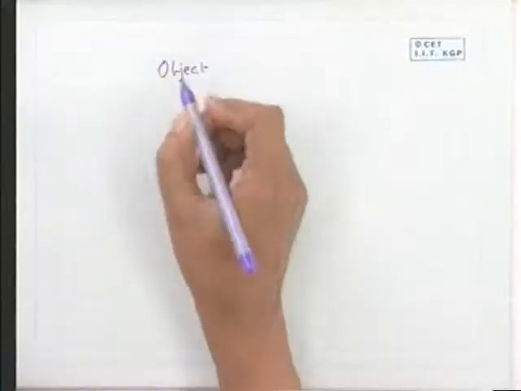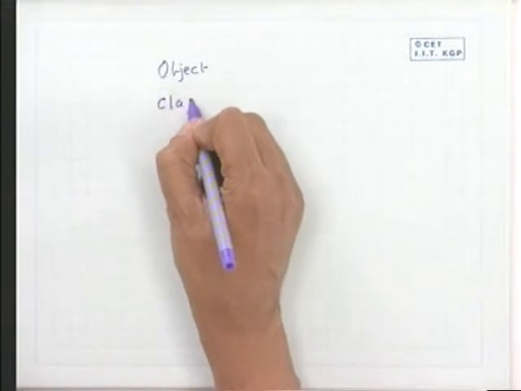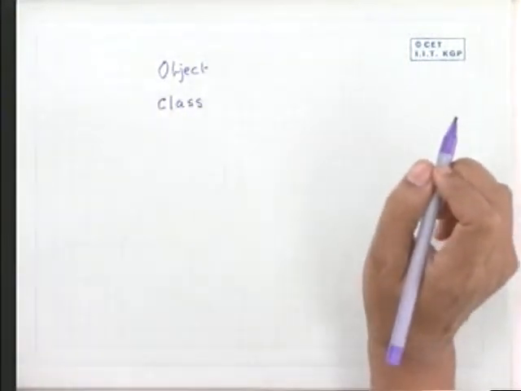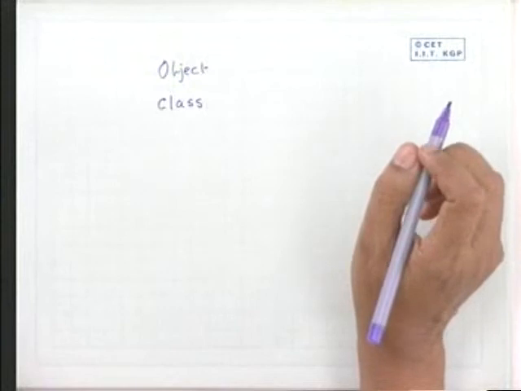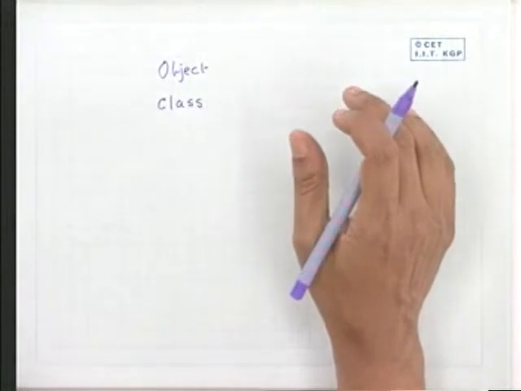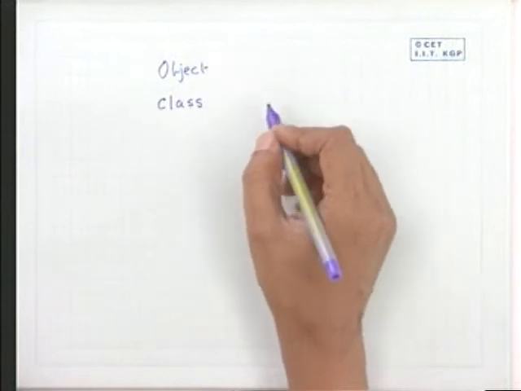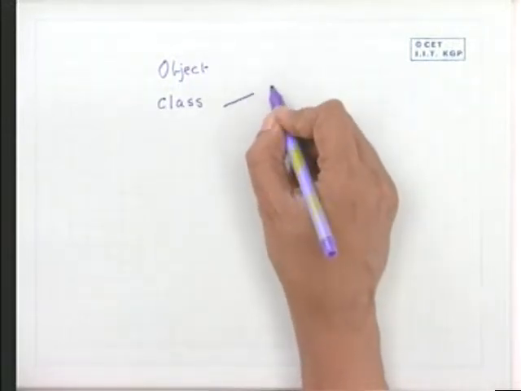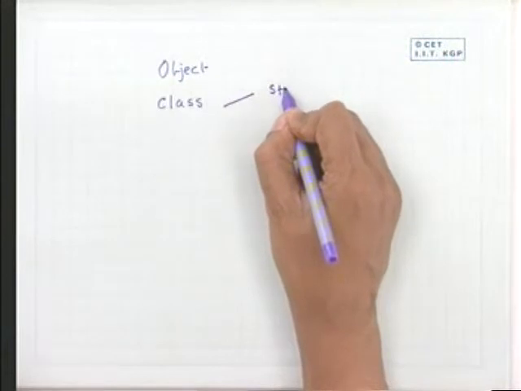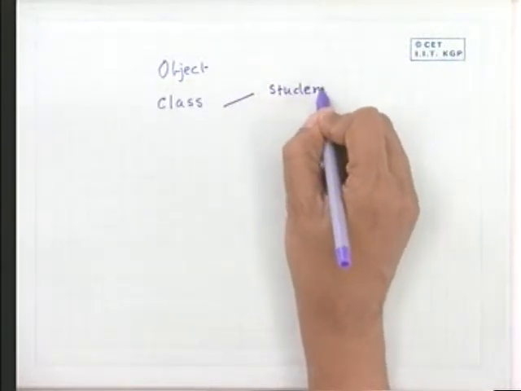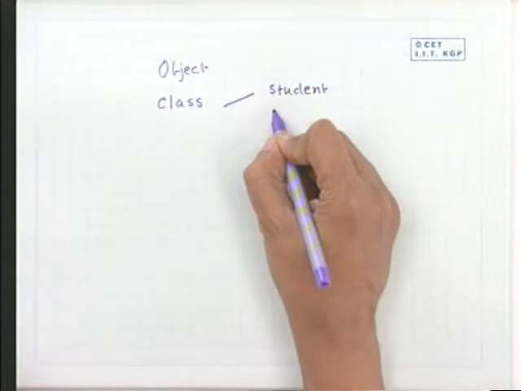In the last class, we introduced the concept of object and the class. We have seen that the class essentially consists of all objects having the same structure. That is, objects having the same structure and behavior are grouped into a class. We have seen examples of some classes such as student and a class called triangle.